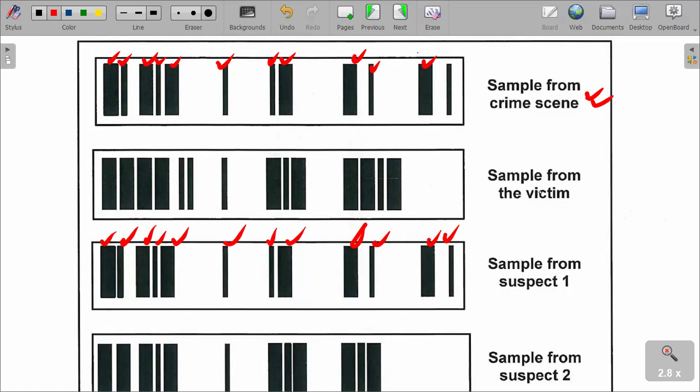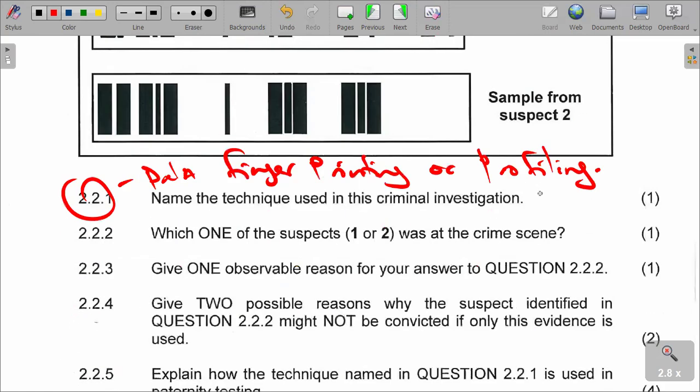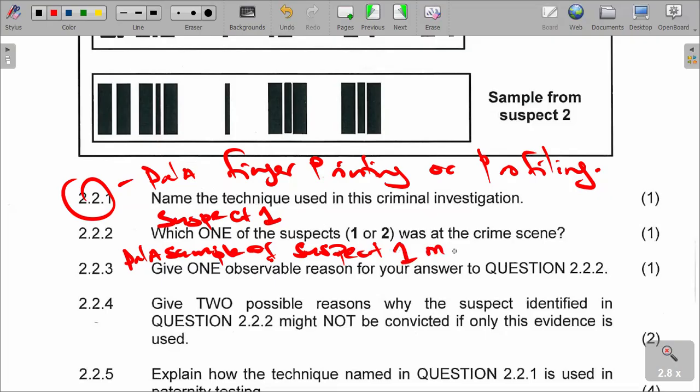We can see that suspect one was the one at the crime scene. Give a reason: the DNA bars are actually matching the DNA sample of suspect one. Suspect one matches the one from the crime scene.